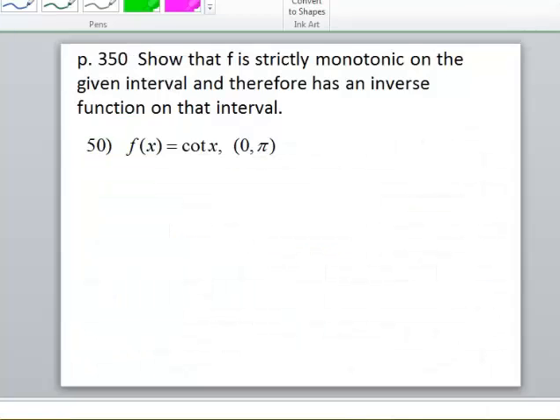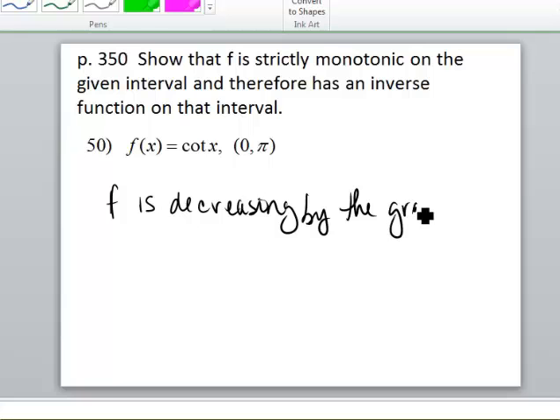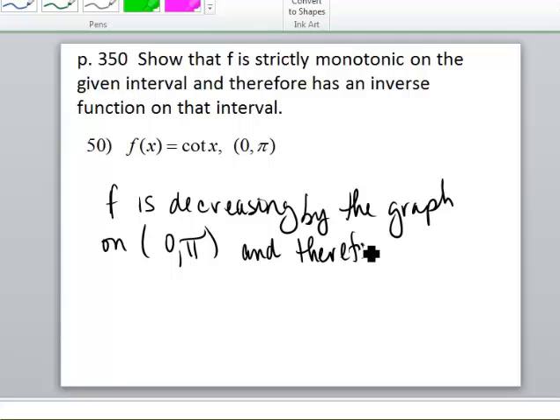So using the graph again, I can now say that f is decreasing by the graph on 0 to pi, and therefore f is strictly monotonic and has an inverse.